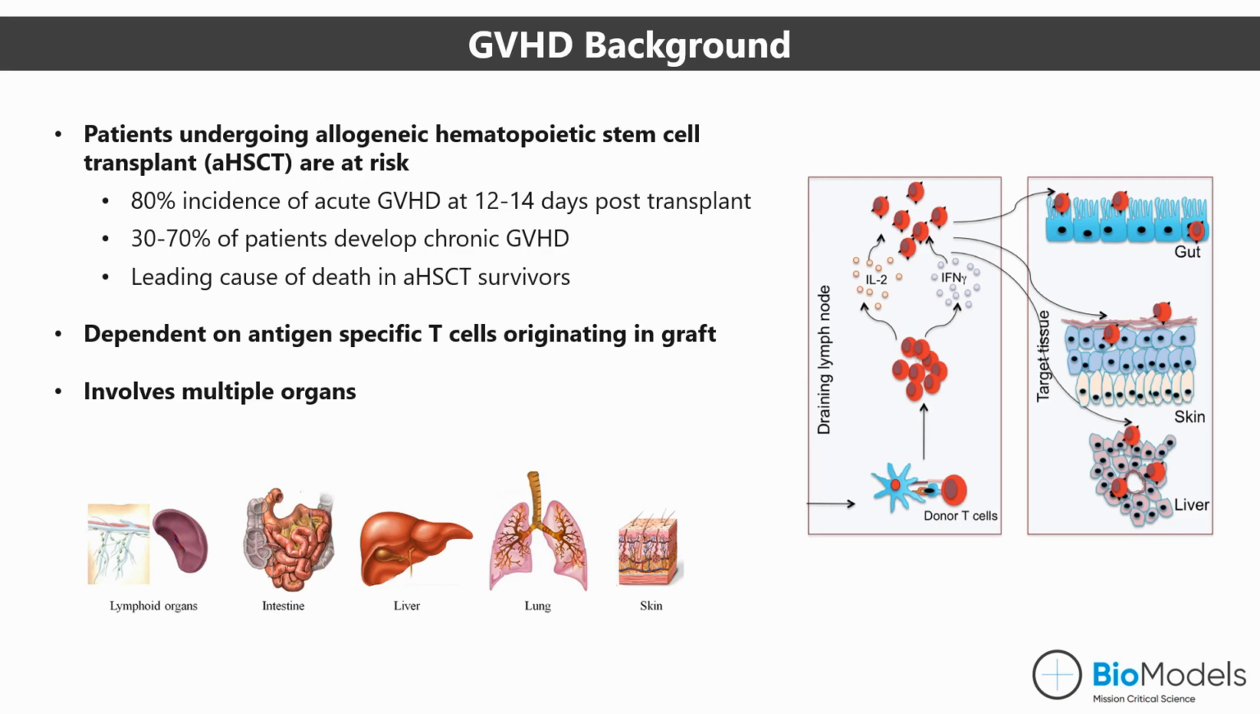Additionally, 30 to 70% of these patients develop chronic GvHD, and GvHD is the leading cause of death in these survivors. We know that graft versus host disease is highly dependent upon T cells originating in the graft and can affect multiple organs within the body.